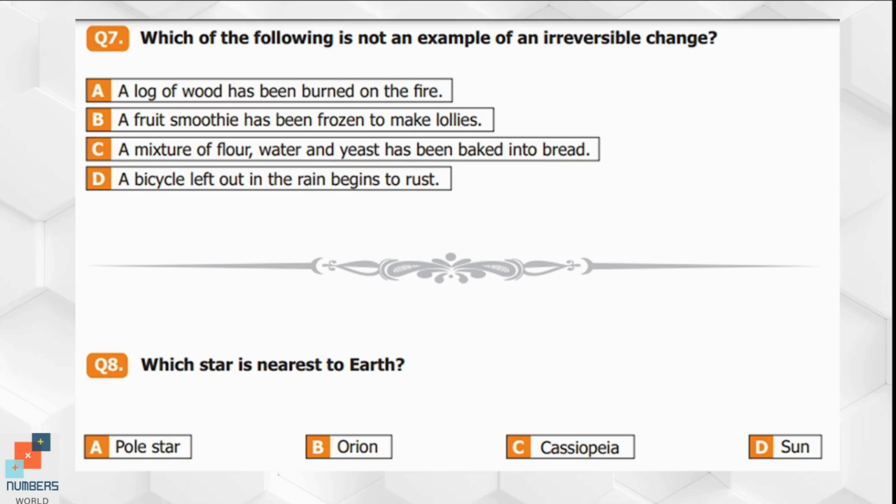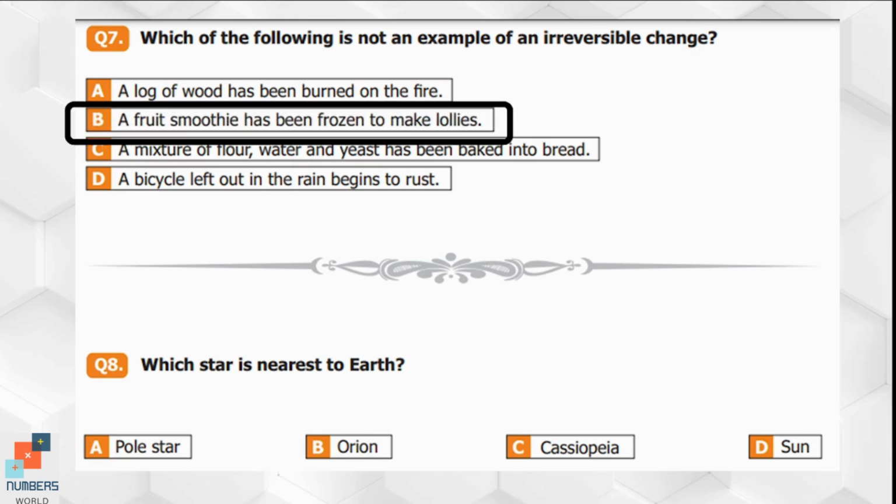So we have to choose a physical change basically. We know that in physical change, only the appearance of a substance changes and it is reversible. So out of all these given examples, option B is the only example of physical or reversible change. A fruit smoothie has been frozen to make lollies, and if we melt the lollies, they will again become fruit smoothie. So option B is the correct option here.